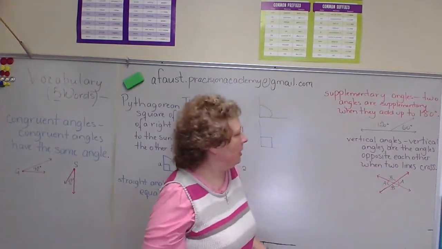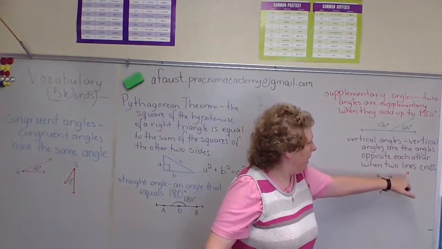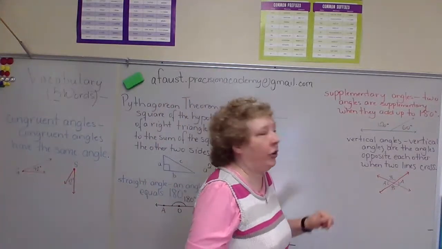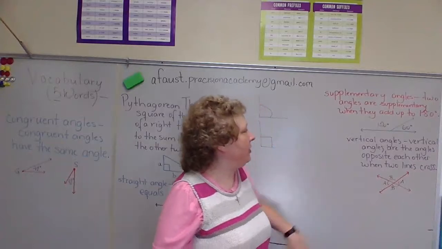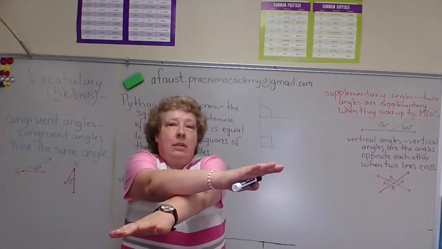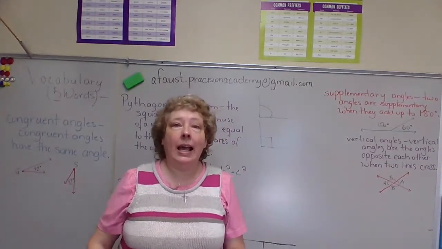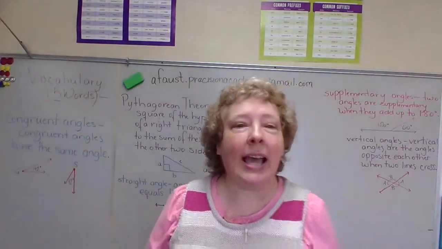right there. So your A is right here. And the B is right there. Okay? And those are considered vertical angles. Because opposite each other when two lines cross. Think of it like that. Putting the two arms together. Okay. Any questions? No? Okay.